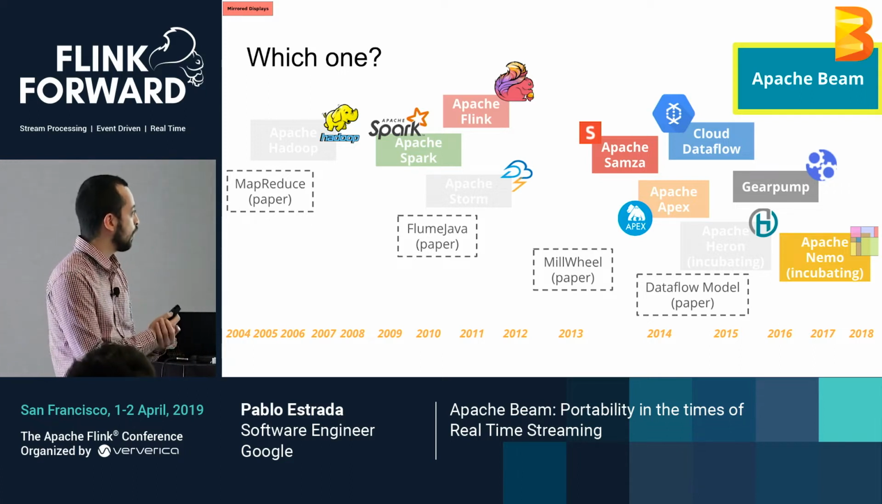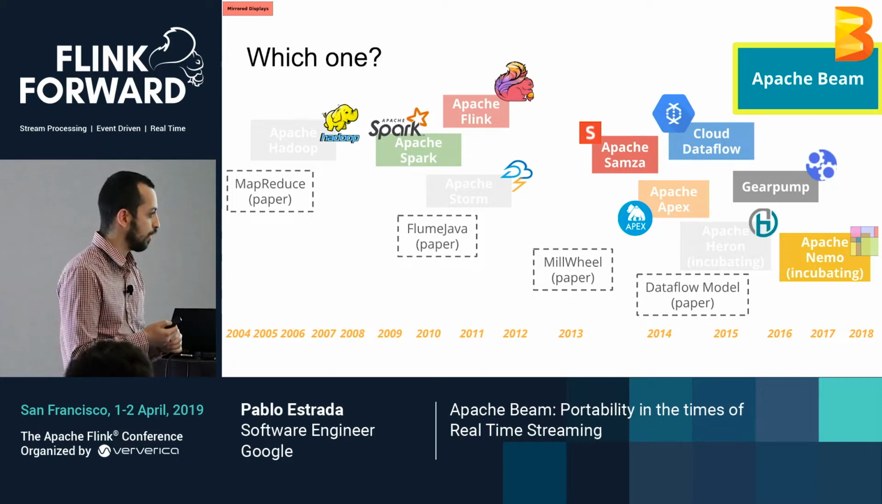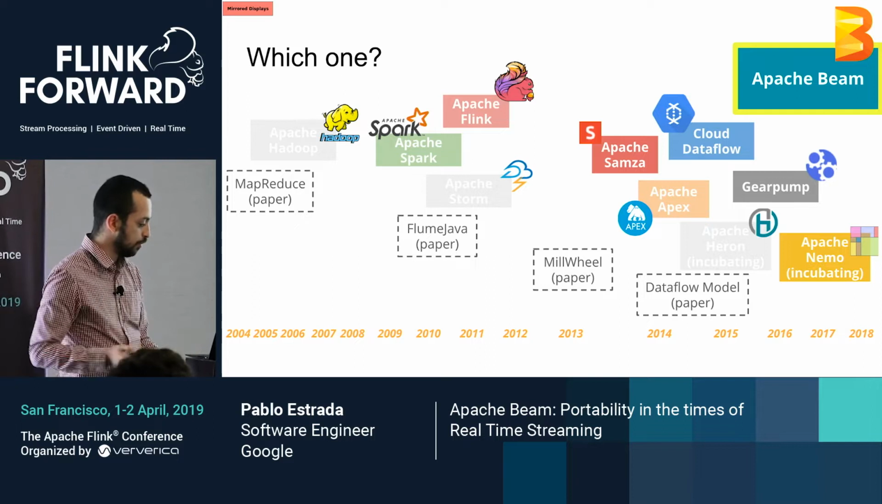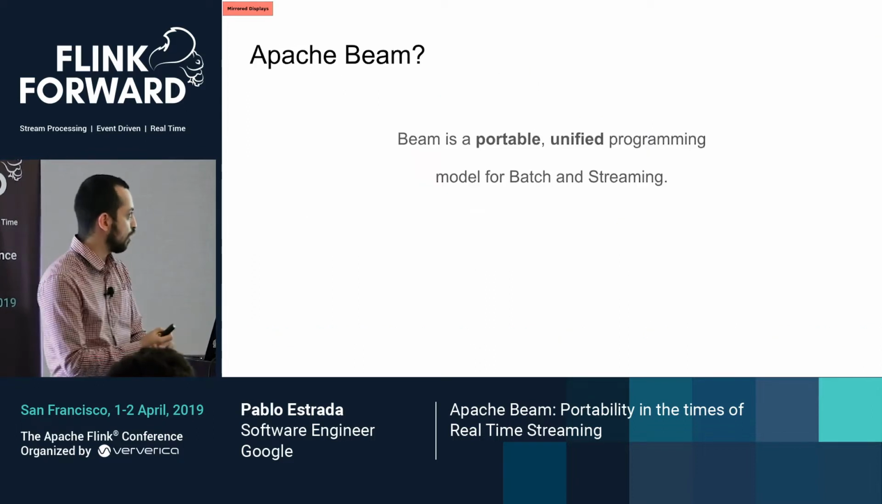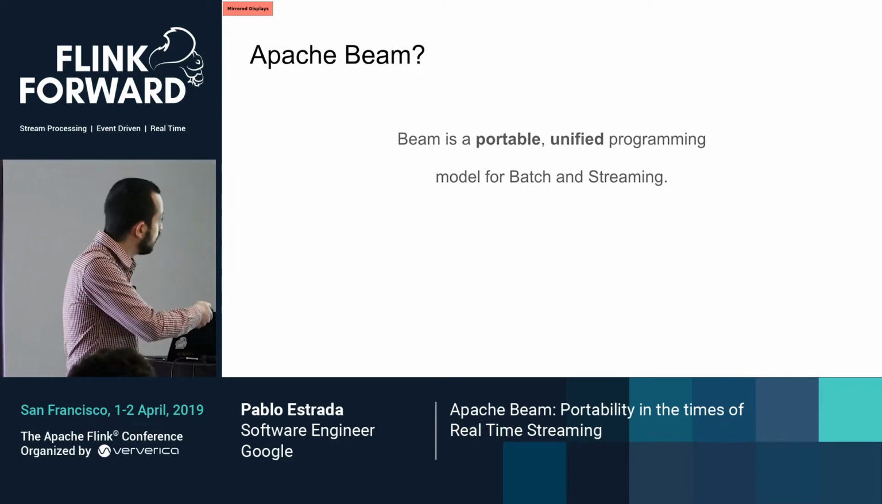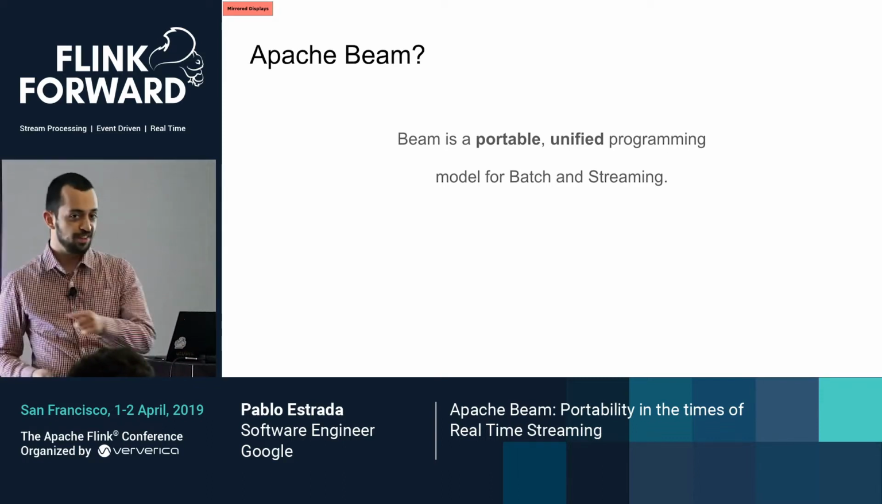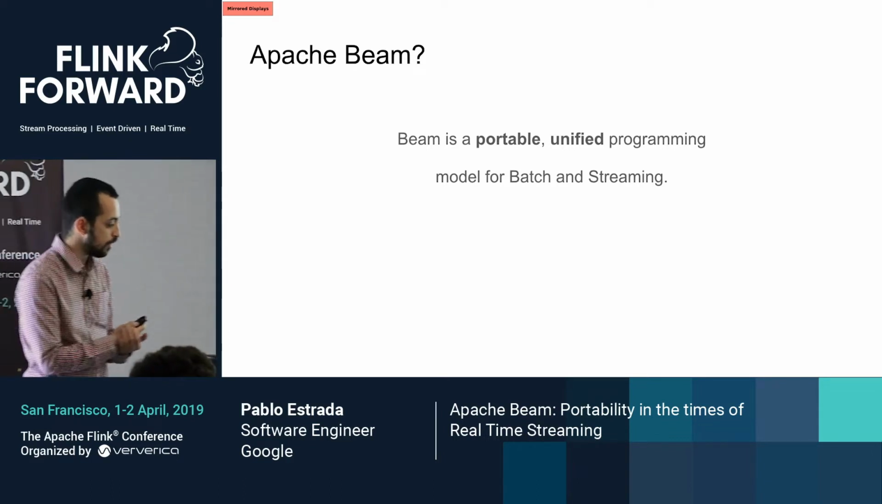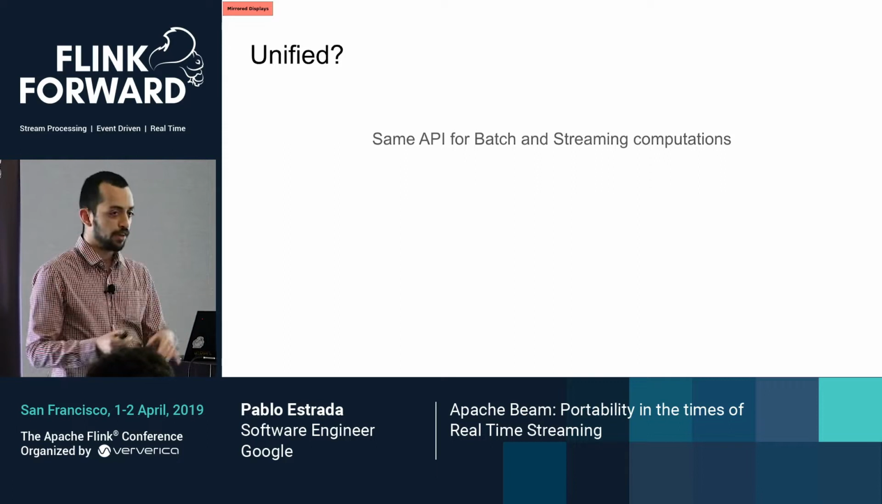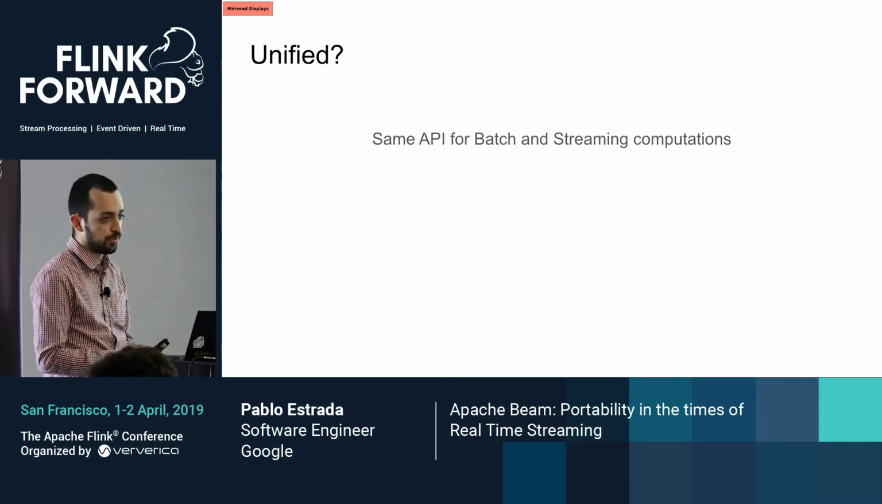which is Apache Beam. It was open sourced by Google around 2016, I think it was. Beam is a portable and unified programming model for batch and streaming. The keywords are portable and unified. And so what we mean by unified is that we have the same API for batch and streaming computations.